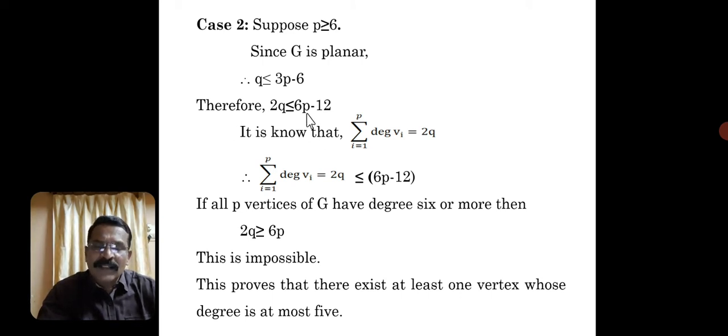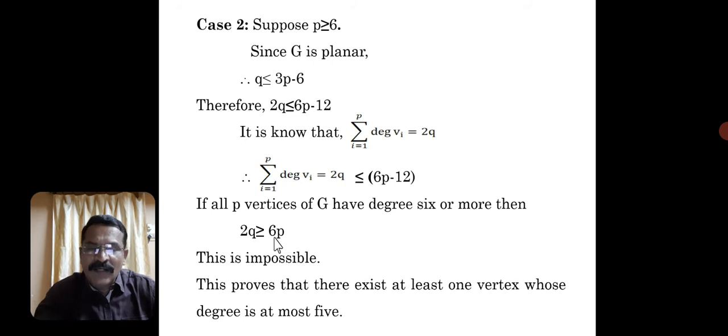so what we will get? The sum of the degrees of all the vertices is equal to 2q, but 2q is less than or equal to 6p minus 12 from the equation. Okay, what does it imply? If all p vertices of G have degrees 6 or more, then what happens? If the degree of every vertex is 6, the sum of the degrees of all the vertices is 6 plus 6 plus 6. So if you add 6, p times, it will be 6p, but at least 6.